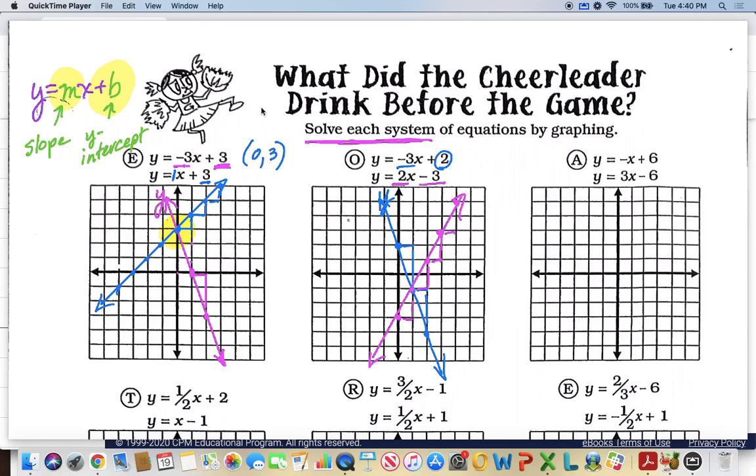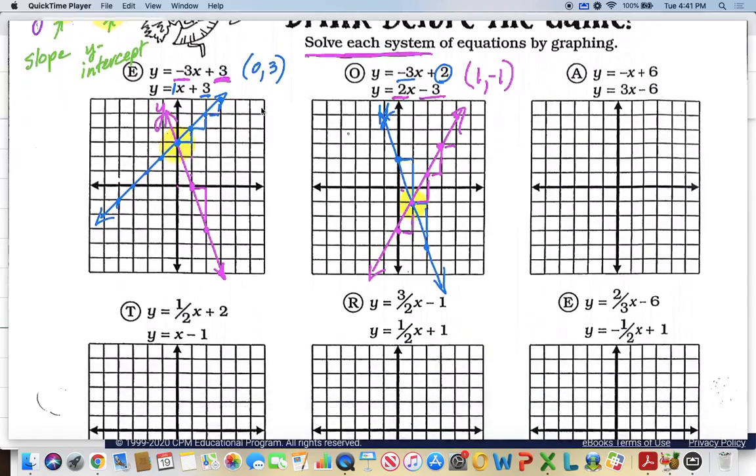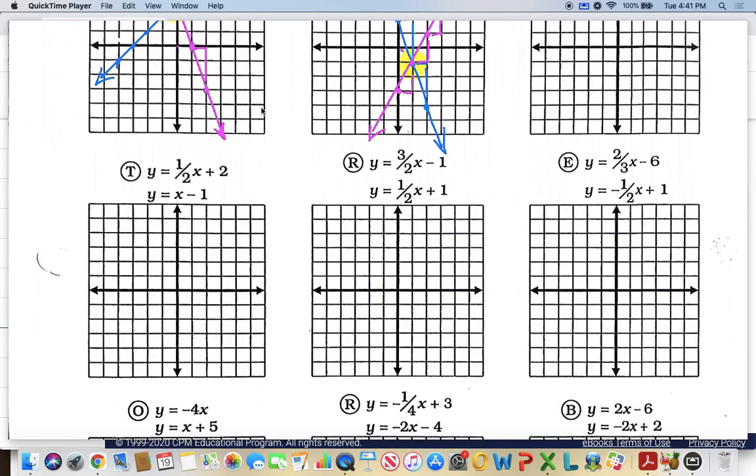All right, and it looks like our point of intersection is right here. Excuse me, so that point is actually, looks like the x-coordinate is 1, and the y-coordinate is -1. Okay, so that's the solution to those 2 equations. So let's do another one where we've got one of these fractional type slopes, and I'll show you how that works.